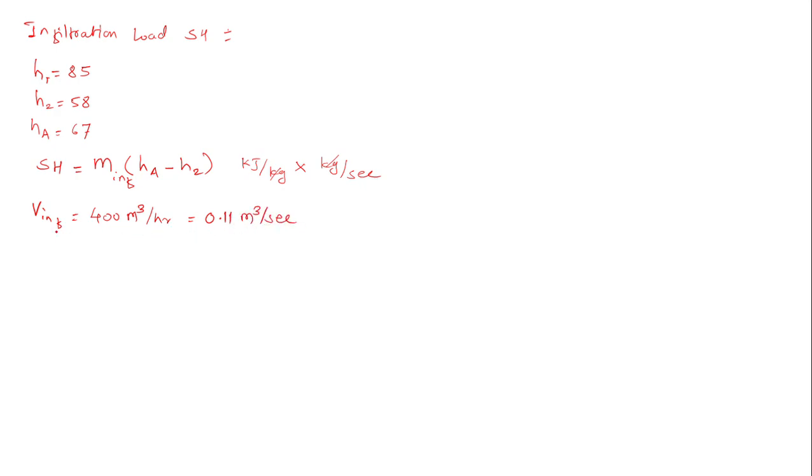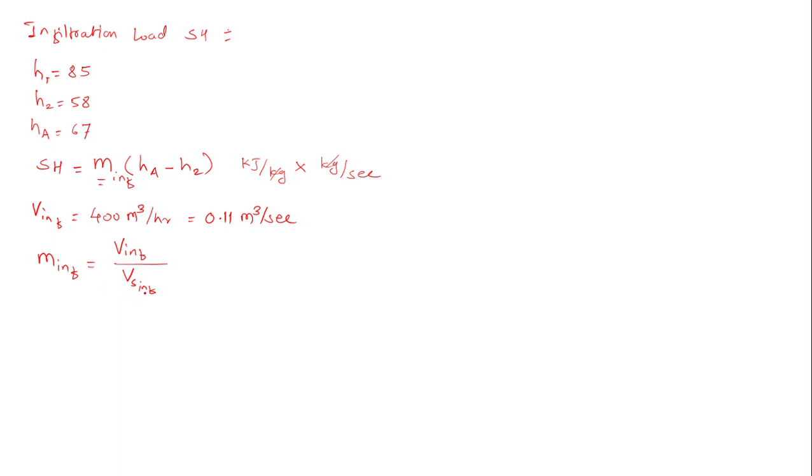So this is the volume flow rate, but I didn't get the mass flow rate. I want to have the mass flow rate of infiltration air. And to get the mass flow rate of infiltration air, I can use the relation: mass of infiltration air is equal to volume of infiltration air divided by specific volume of infiltration air.